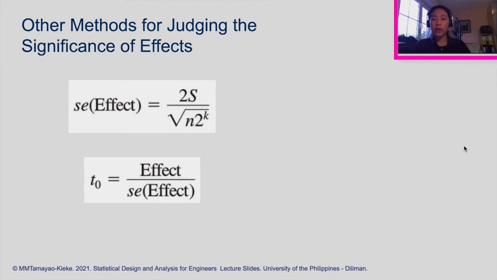Okay, so we can use the confidence intervals to determine whether an effect is significant. So first, let's look at the standard error of an effect, which was derived in Montgomery to be 2s divided by square root of n times 2 raised to the k, where s is the standard deviation of the effect. And T naught can be computed by dividing the effect by the standard error of the effect.